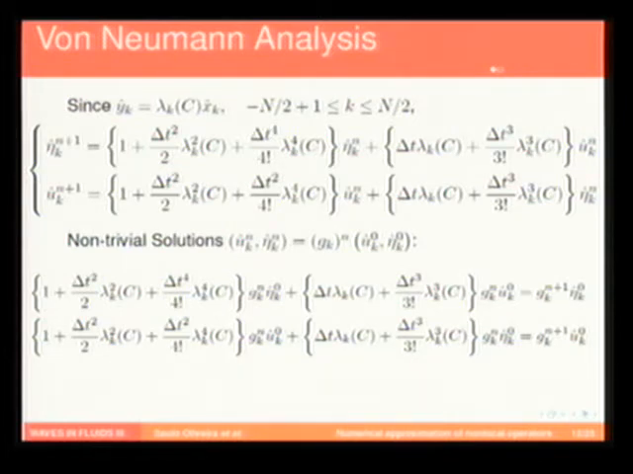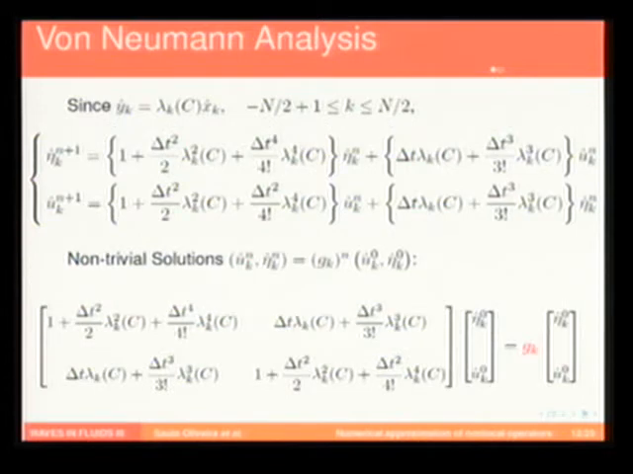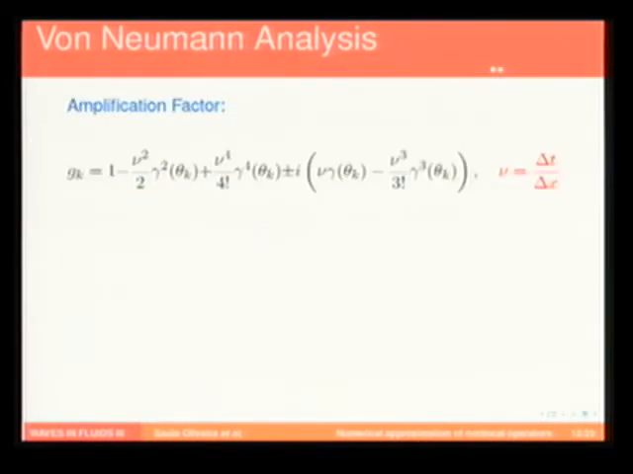And we plug this expression into this equation, and we arrive at an eigenvalue problem, which is a 2-by-2 problem that we can easily solve. And we find this amplification factor. So that will give us information about stability. But also for free, we have information about dispersion.